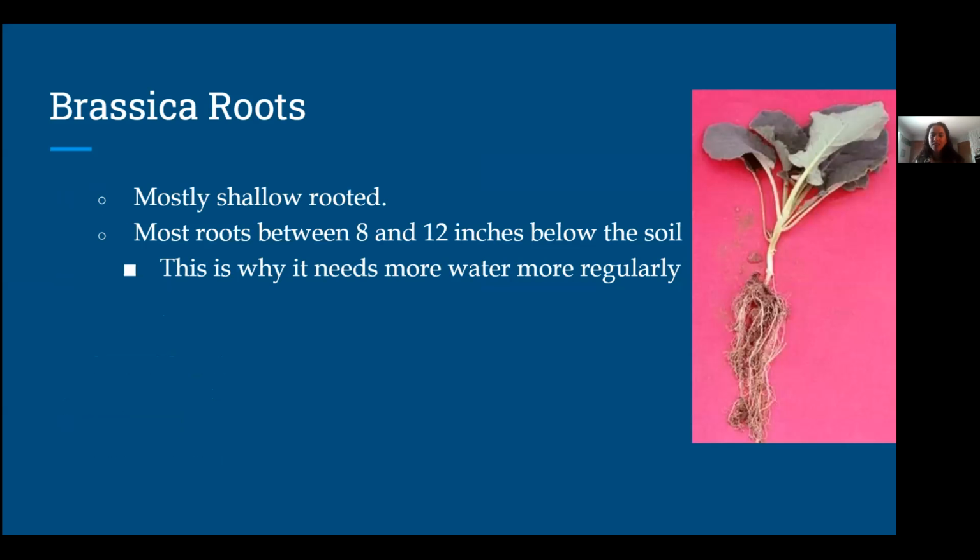And as you can see, these are the roots of the Brassica family. They're really shallow rooted, only 8 to 12 inches below the soil. So these plants do need a little bit more water. When you buy cabbage or cauliflower or broccoli, they contain a lot of water. And so they need to be watered a little bit more regularly because they are shallow rooted. So keep that in mind.